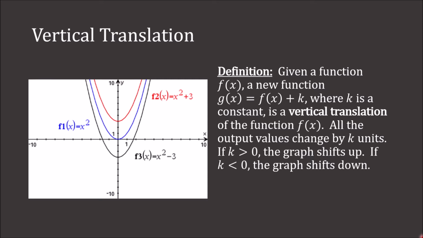If k is greater than 0, then the graph is going to shift upwards. If k is less than 0, the graph will shift downwards. And over here we can see, here's the original function, x squared. If we subtract 3, you can see that it shifts downwards by 3 units. Versus if we add 3, we see it shifting upwards by 3 units.